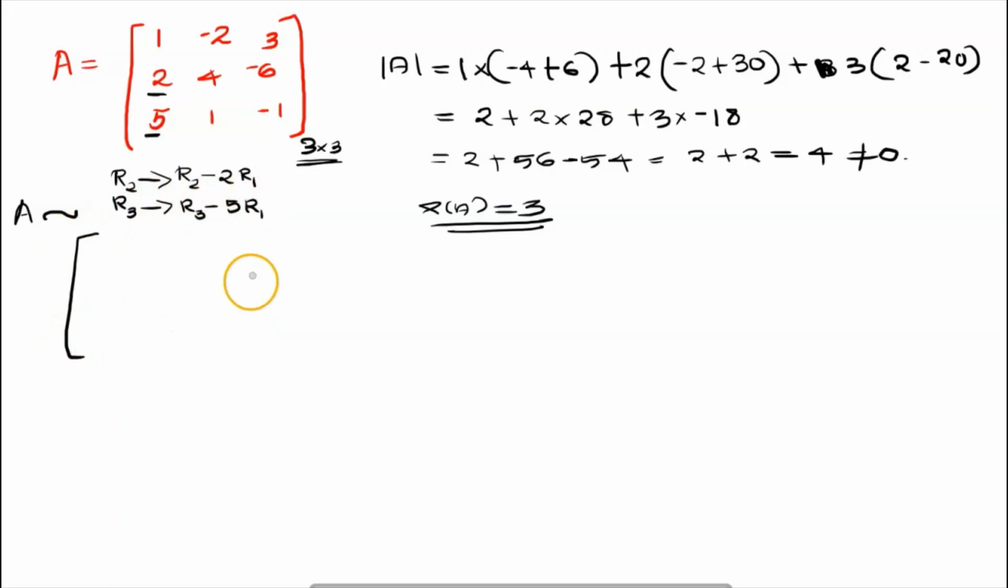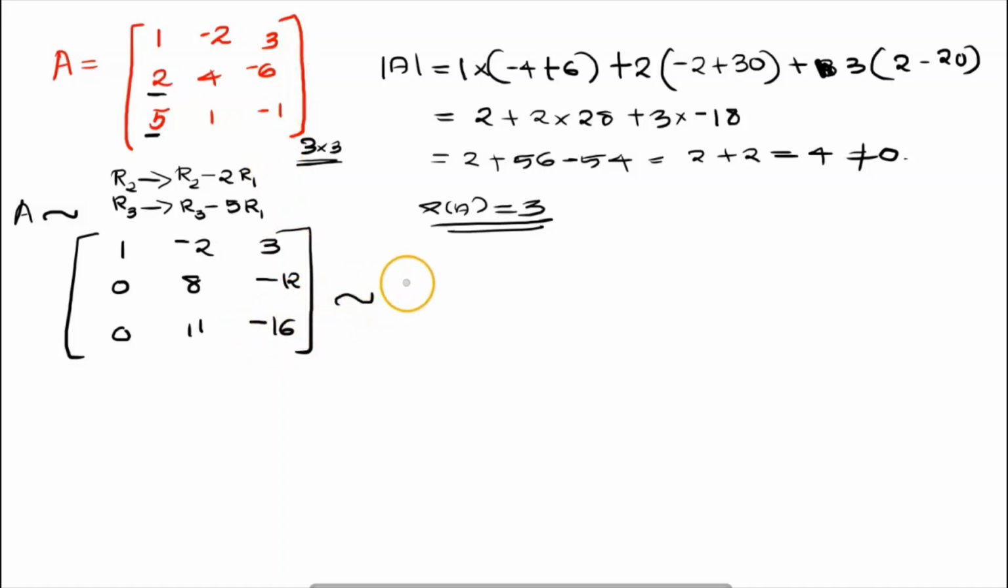So this matrix is equivalent to 1, minus 2, 3. Then 0, 4, minus 4. That is 4 plus 4, 8, minus 6, minus 12. Now this is 0, 5 minus 5. 1 minus 10 is minus 11. Minus 1 minus 15 is minus 16.